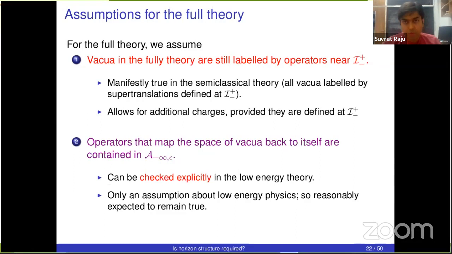What I said is a true property of the semi-classical theory of gravity. And what I'm going to assume in the full theory is that the vacua in the full theory continue to be labeled by operators near the past boundary of future null infinity. And as I said, this is just manifestly true in the semi-classical theory. There has been some discussion in the literature on soft theorems that you might need additional charges to label these vacua, but this assumption can account for that provided all of these charges are defined near the past boundary of future null infinity, which I think is true for any reasonable charge that we expect to label the vacuum.